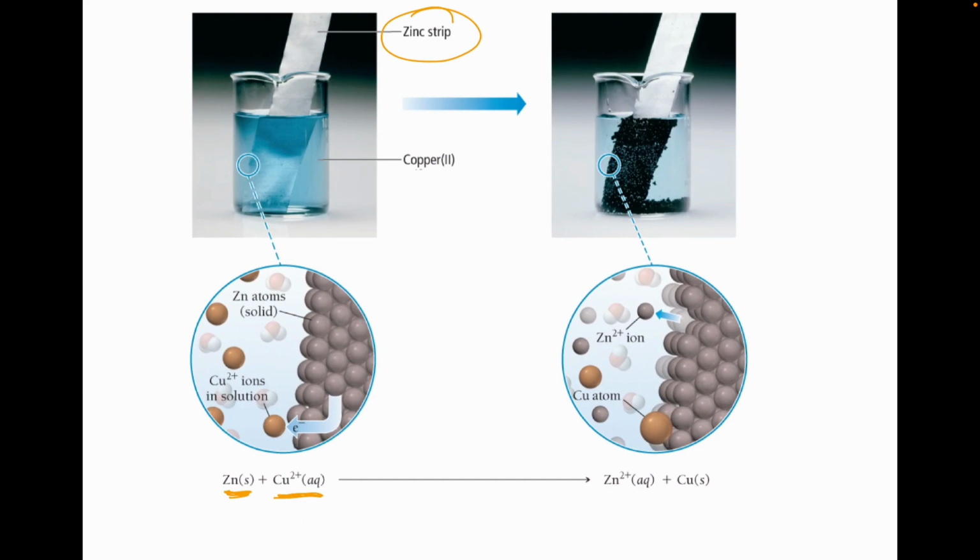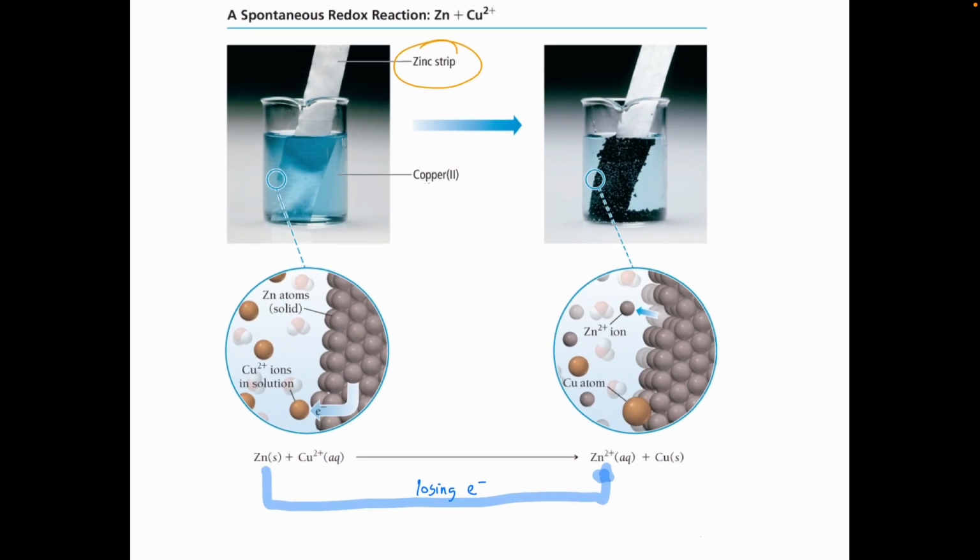When this reaction occurs, we'll have an oxidation reduction reaction where our zinc is going from being neutral zinc to a zinc 2 ion, so it's losing electrons. And the copper is going from a copper ion to being solid copper, which means that it has to be gaining electrons.